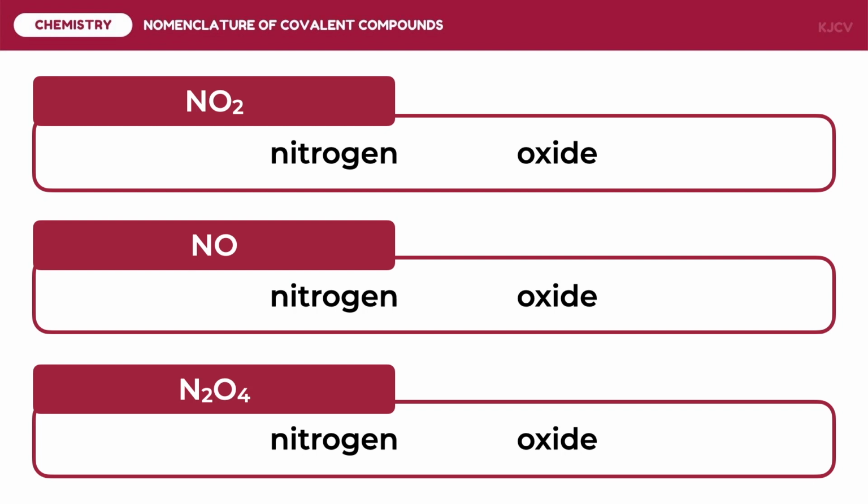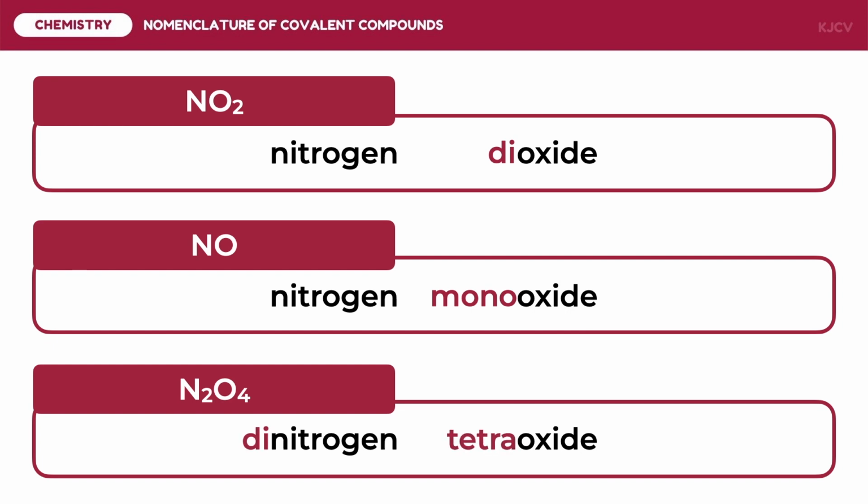For NO2, since we have one nitrogen atom, we do not use the prefix mono. For oxygen, we use the prefix di for 2. For NO, we will still not use mono for nitrogen. For oxygen, since there is only one, we are going to use mono. For N2O4, the prefixes are di and tetra for nitrogen and oxygen respectively.